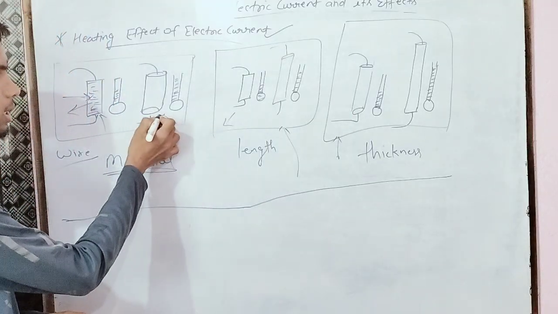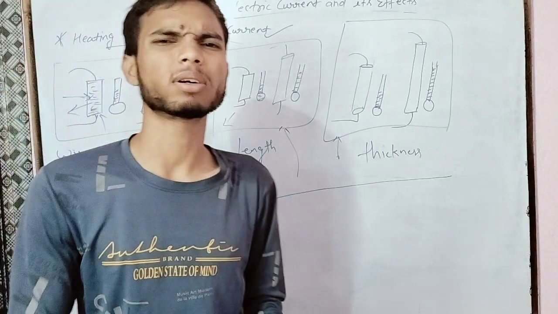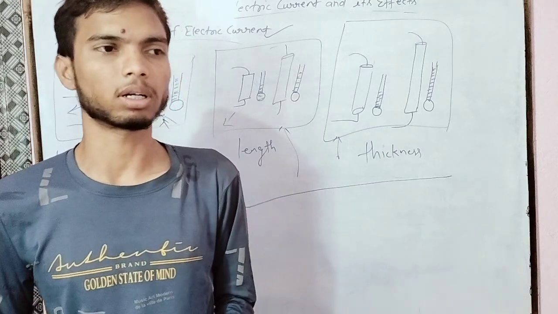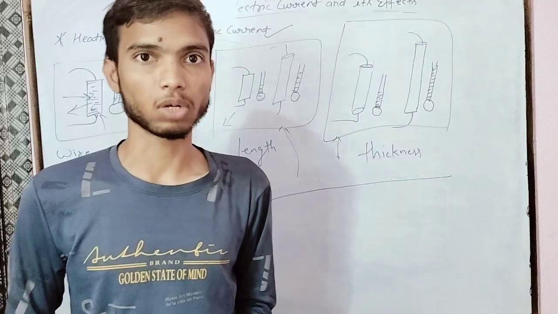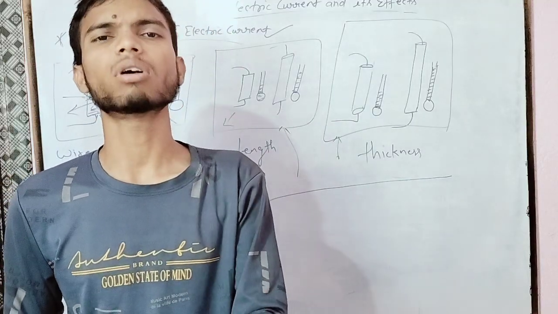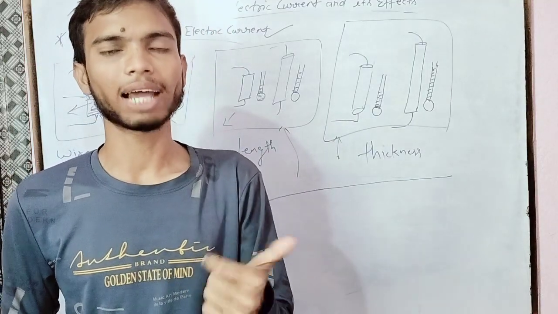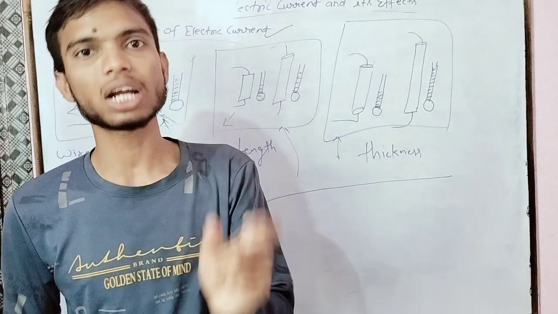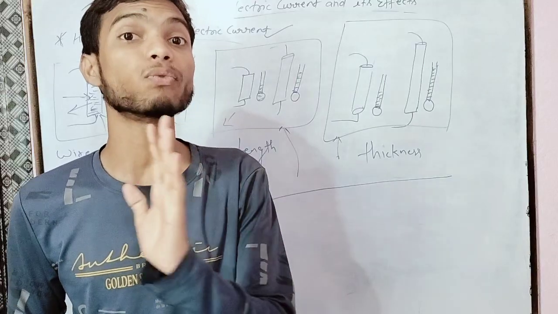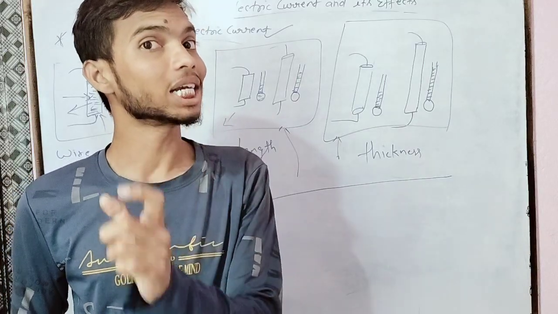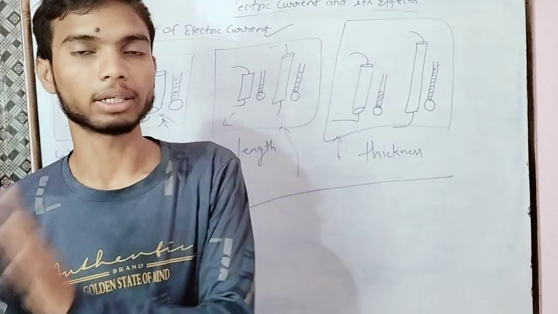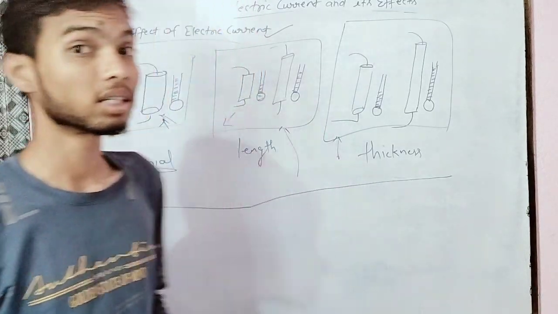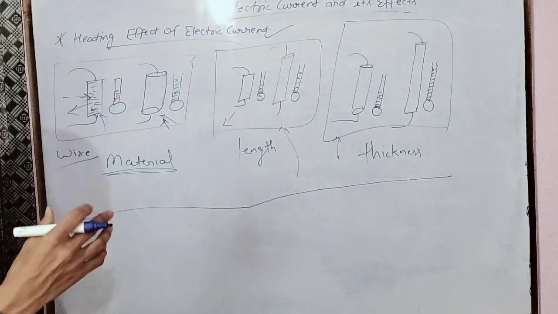But this is a wire which is made of a simple metal. Let's just say it is made of silver. Then it will have a heating effect, because the conductor material inside the wire is weak. That's why it will heat very soon, because the conductor material is weak.